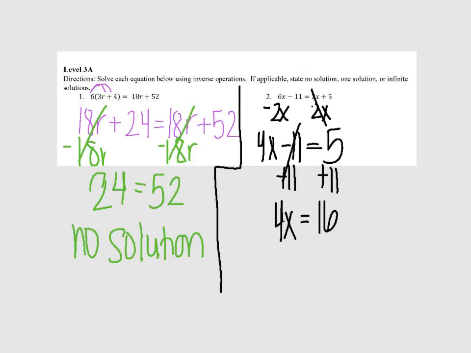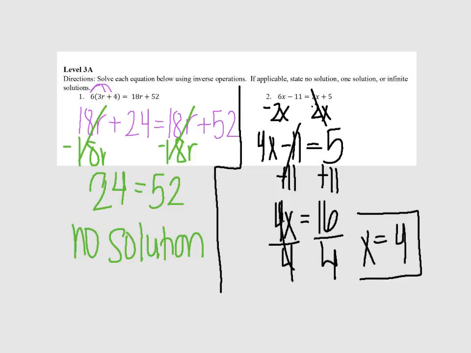My final step is to get rid of that times 4, so I divide by 4. My 4's cancel, and I get x equal to 16 divided by 4, which is 4. When you have an x by itself, it is a one solution answer.